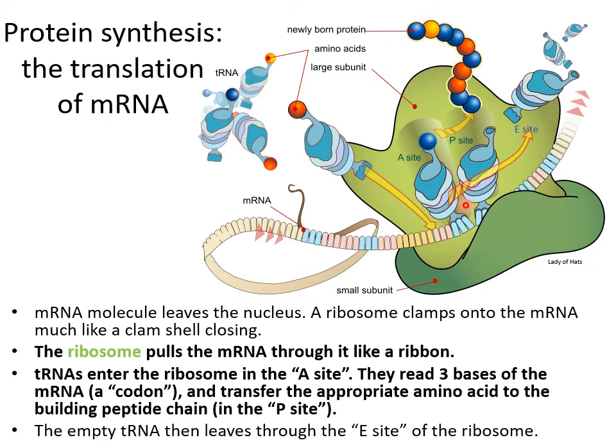After this happens, the ribosome will shift downwards, and there'll be a new codon in the A site, and a new amino acid attached to a tRNA will enter the A site and transfer to the growing peptide. And it will continue to move downwards, down the mRNA, and continue to translate one codon at a time, every 3 bases.